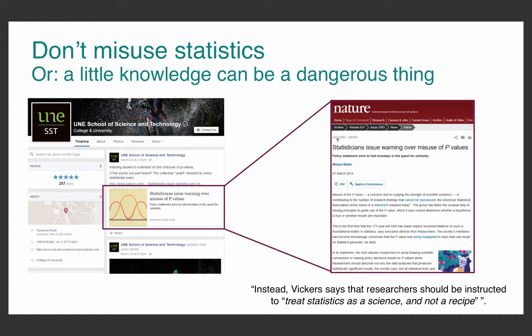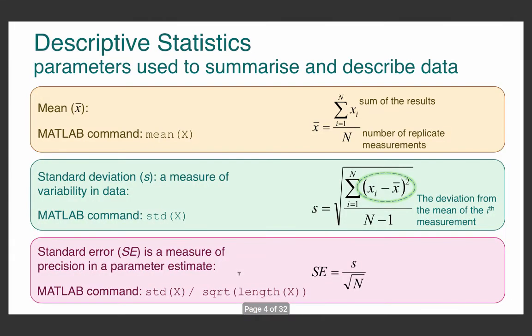Okay, so this is one example about p-values and the misuse of p-values in the literature. One of the takeaway messages from this article in Nature is researchers should be instructed to treat statistics as a science and not just a recipe to follow to get a number out, but to have some sort of deeper understanding of what is happening.